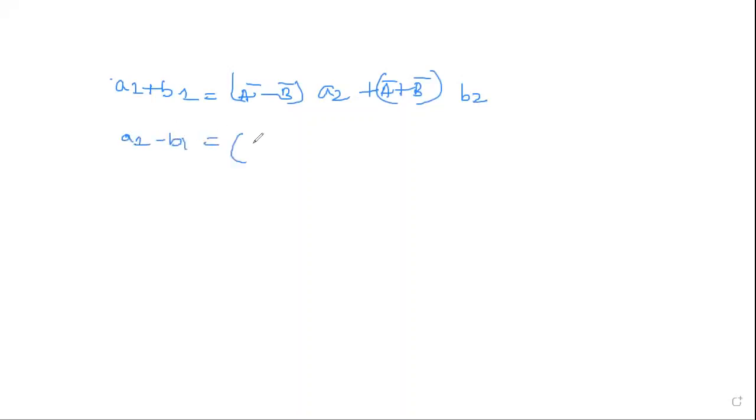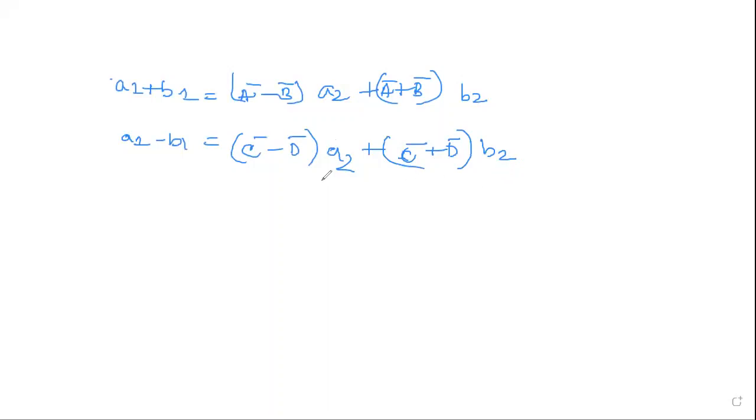From the equation, you have A1 plus B1 equal to A bar minus B bar into A2 plus A bar plus B bar into B2. These equations you have written already. A1 minus B1 is equal to C bar minus D bar into A2 plus C bar plus D bar into B2.